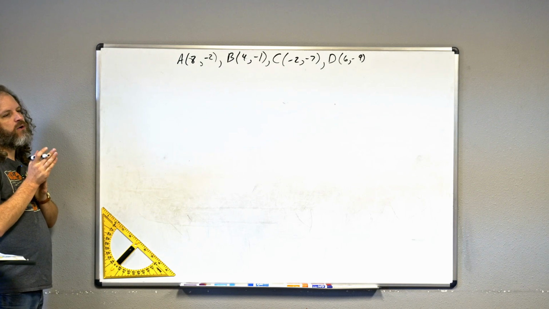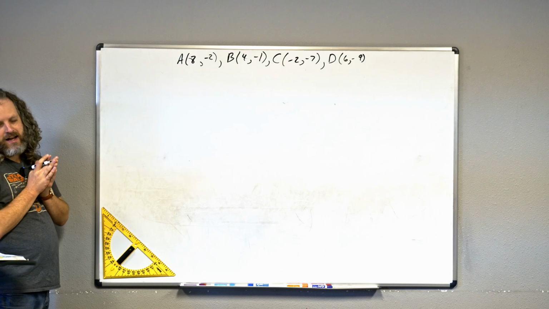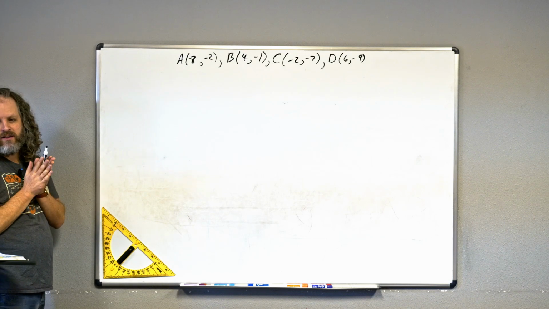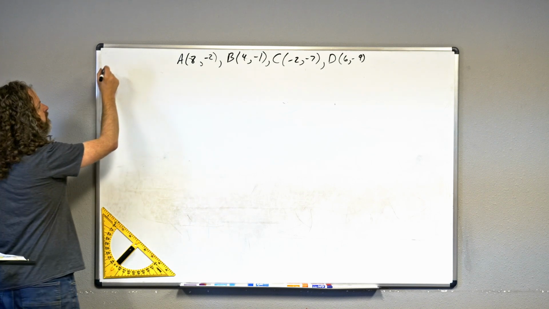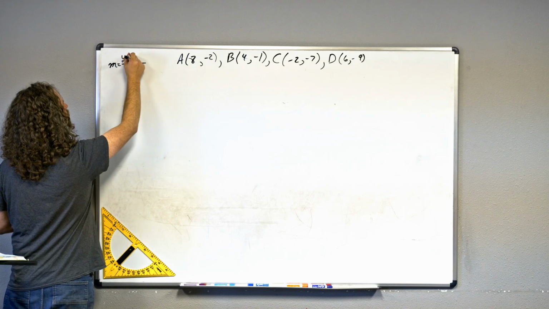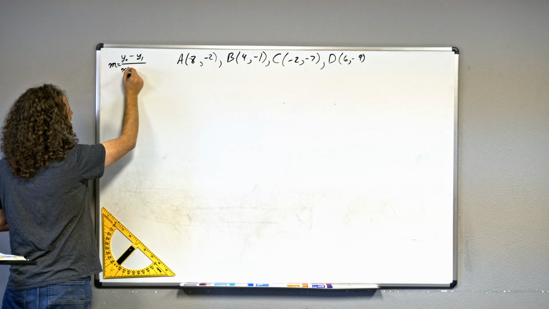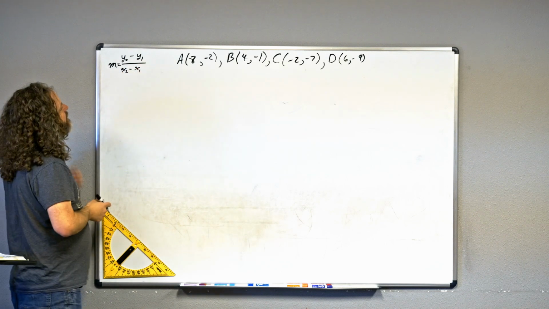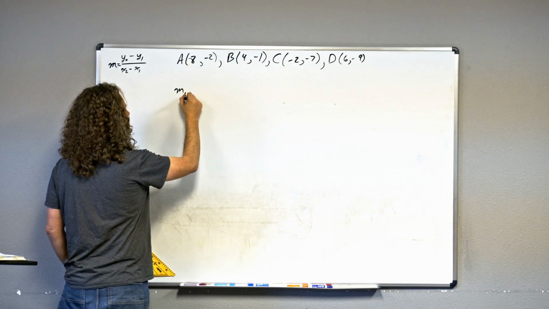What do we need to know about line AB and line CD in order to know whether they're parallel, perpendicular, or neither? Slope. Their slope. What's the slope formula? m equals y2 minus y1 over x2 minus x1. Okay. So we need to find the slope of AB first.